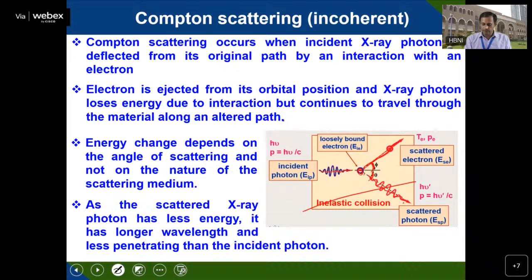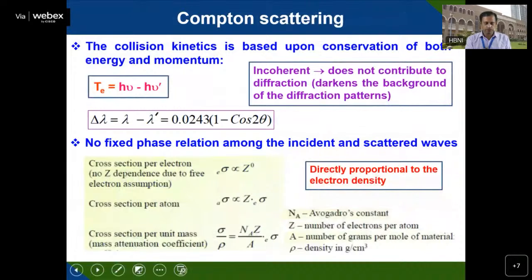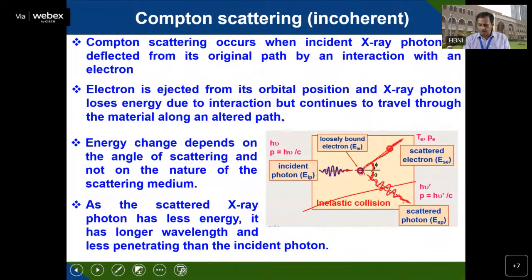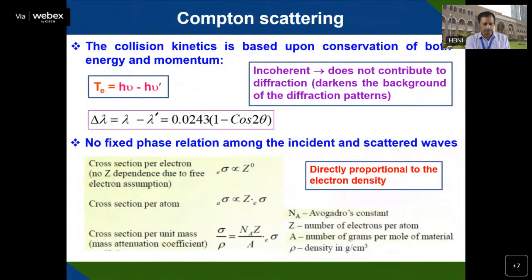So here you can see that the collision kinetics is mainly based on the conversion of energy and momentum. The kinetic energy will be h nu of the incident photon minus h nu dash of the scattered photon. There is no fixed phase relation between the incident and scattered wave, and it is directly proportional to the electron density.